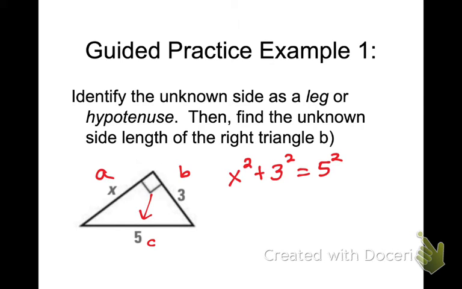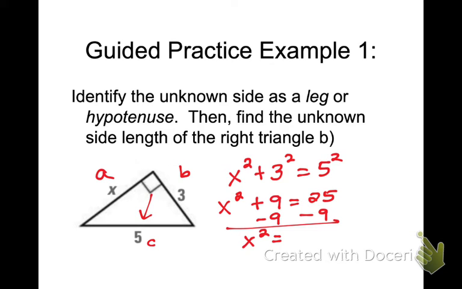If I didn't have a fancy calculator, I would do x squared. 3 squared is 9. 5 squared is 25. Subtract 9 from both sides. So x squared is equal to 16. Well, that's nice. The square root of 16 is 4. So far, we've been pretty kind in our answers.